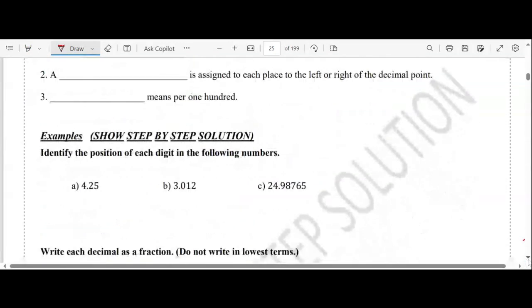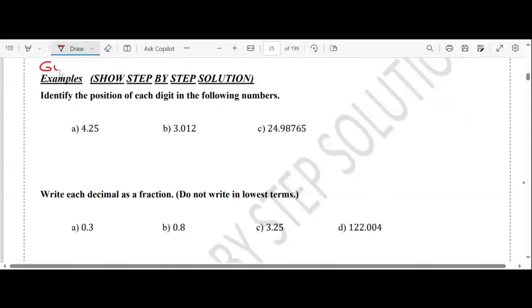Now let's take guided practice. For example, identify the position of each digit in the following term. This 4 is considered what? Ones. And here I have the decimal, right? And then we have tenth. And the 5? Hundredths. Is this clear?